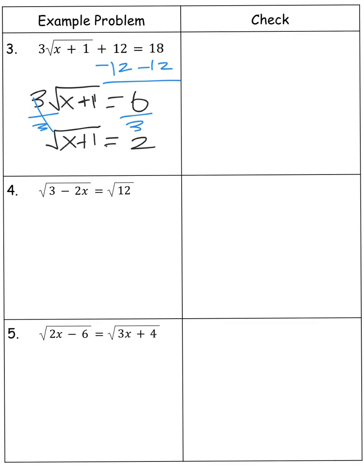Now that the radical is by itself, I'm going to go ahead and square both sides to get rid of the square root symbol. So now I have x plus 1 on the left-hand side and 4 on the right-hand side. Last thing I need to do in this equation is subtract 1, and I end up with x equals 3. So now we're going to go ahead and check it in the original equation.